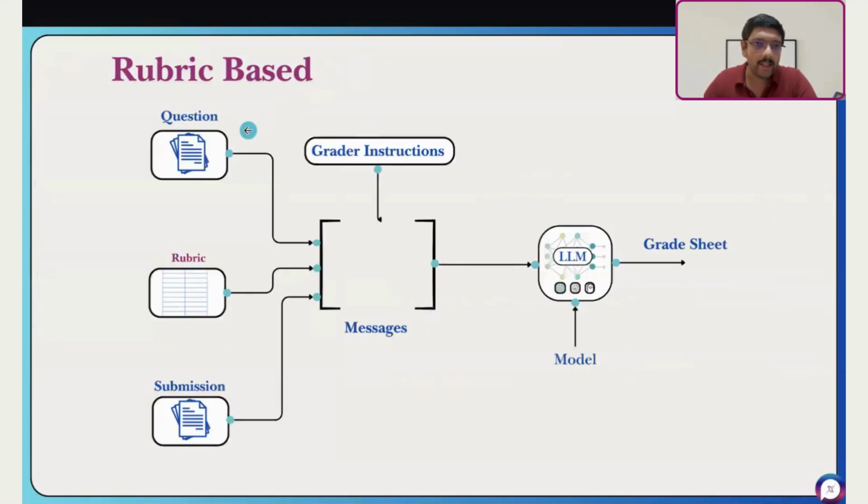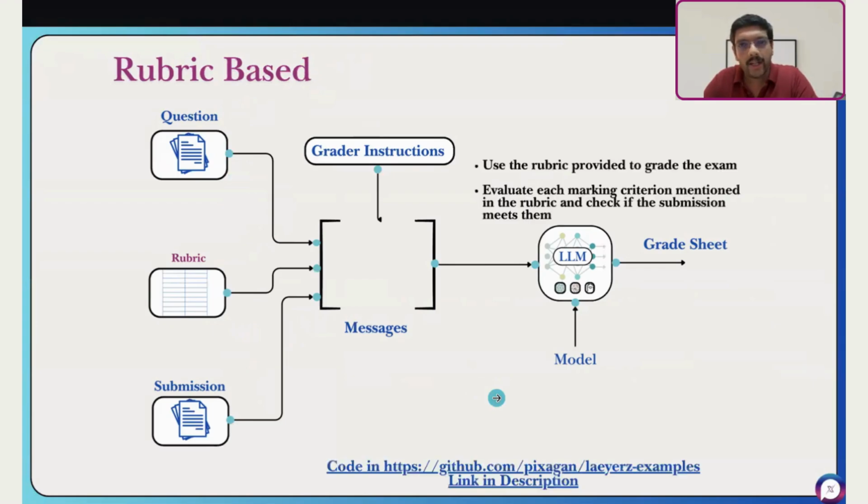But I've not done that here. You have the question, the rubric, and the submission. And this is what you'll see in the demo as well. There are 3 different modes, right? So in the rubric-based mode, you just give it the rubric and tell it, I've given you the rubric. You need to use the rubric, look at each point of the rubric, see if the student's solution satisfies that, and grade.